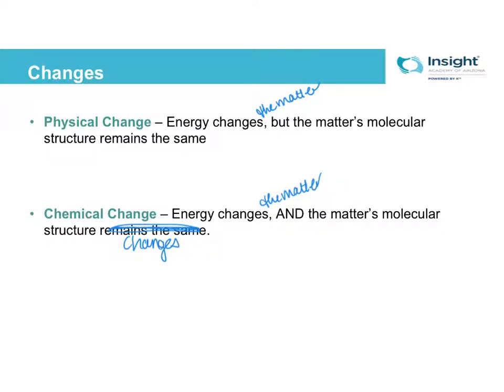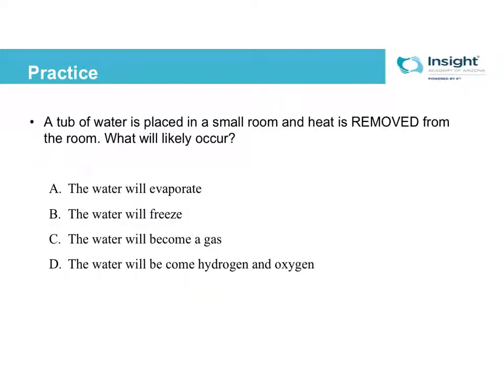All right, so let's apply that to a question. A tub of water is placed in a small room and heat is removed from that room. What is likely to occur? So what do you think happens when you remove heat from water? If you're removing the heat, that means you're cooling it down. So hopefully you are saying B, the water will freeze. And another bonus thought here, is that a physical or a chemical change? Frozen water is still water, so that's a physical change.